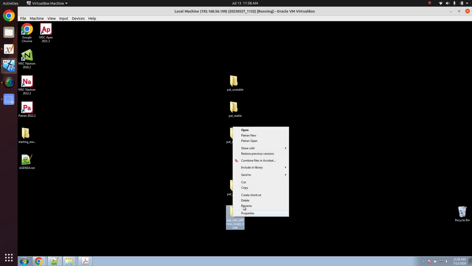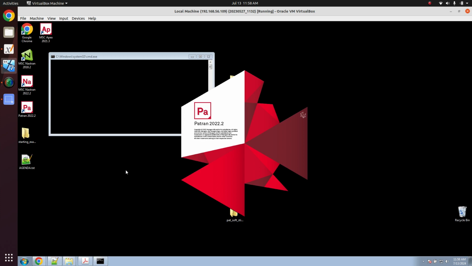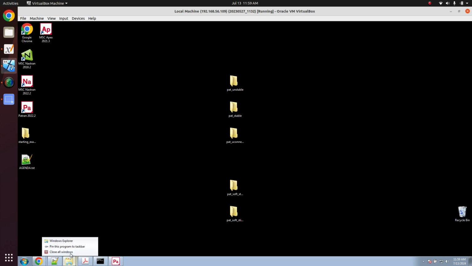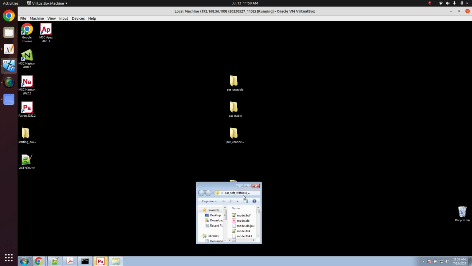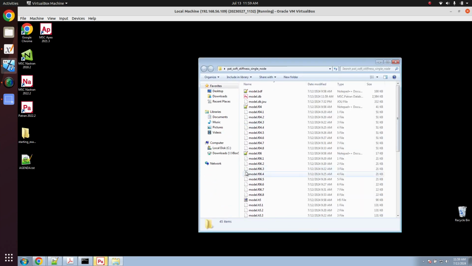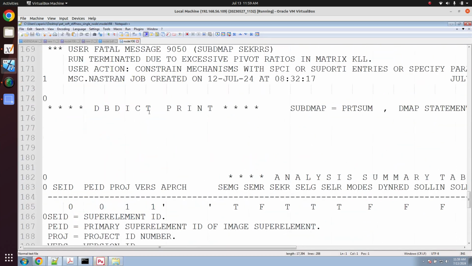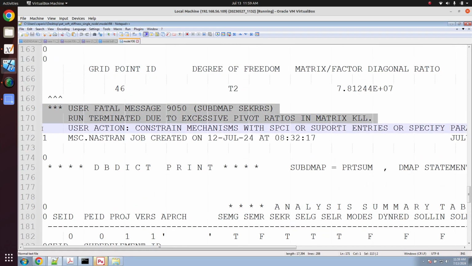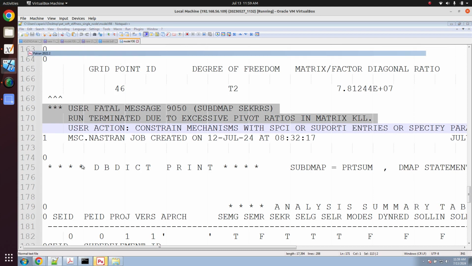So that would be this example. Let's go ahead and open it up. And let me open the F06 file actually. If I look at the F06 file, I get the same user fatal message, user fatal message 9050.